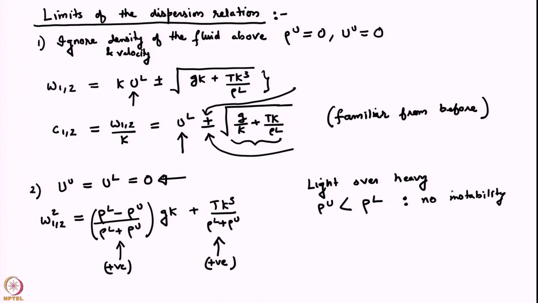This is intuitively expected. Now, we can go to the other limit, wherein rho heavy over light. This is the other limit. Here, rho u, the upper fluid, is heavier compared to the lower fluid. You can immediately see that in this approximation, this is going to become negative and this will stay positive. So, there is a possibility that omega square can become negative. Let us look at that possibility.